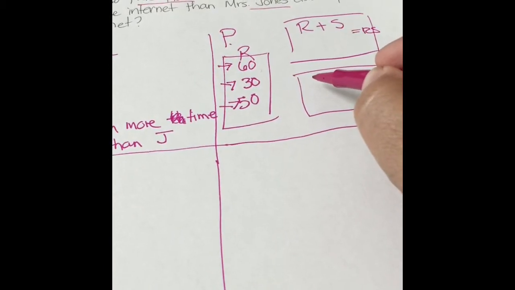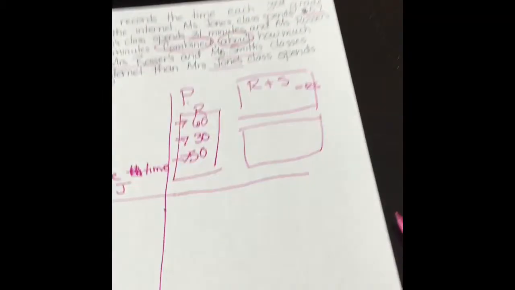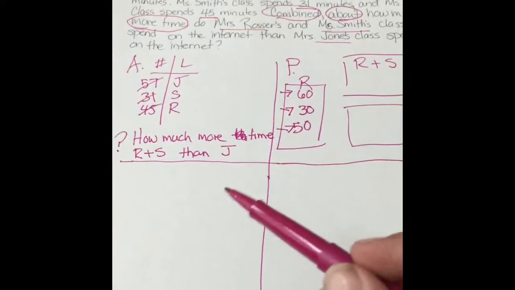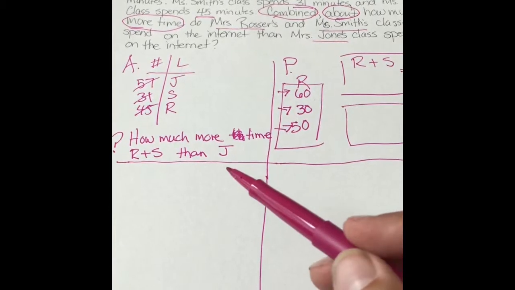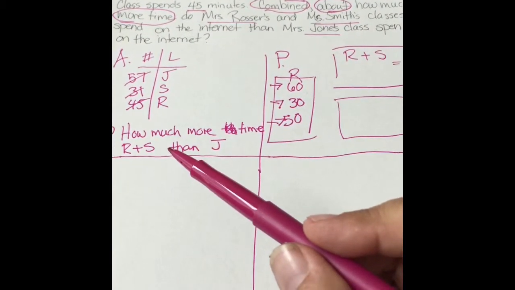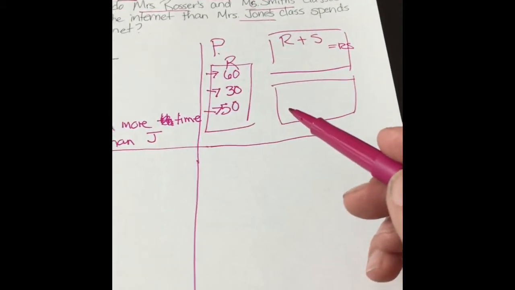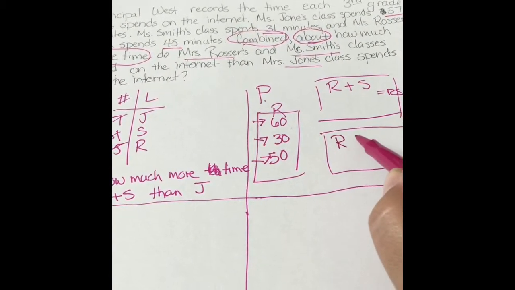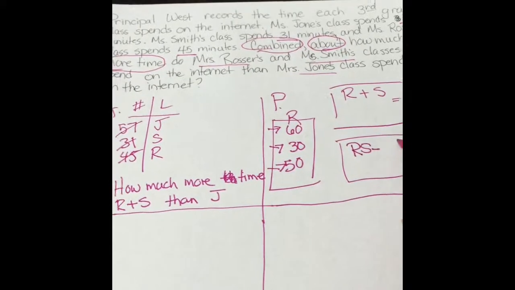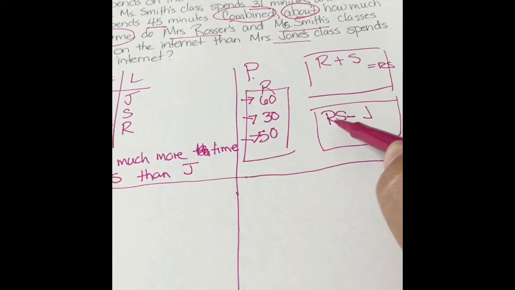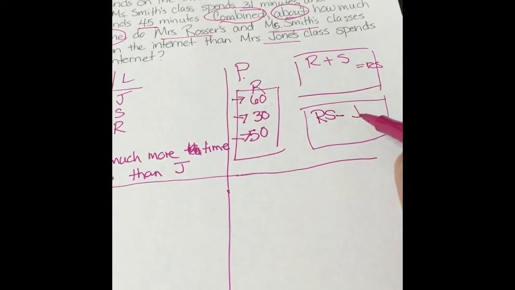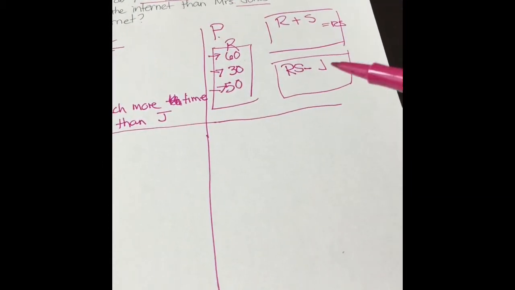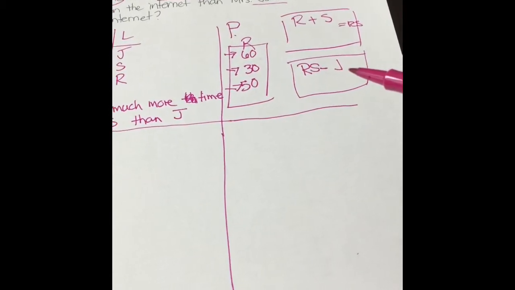So I have to decide what I'm going to compare, and I already know back in my question that I need to know how much more time R and S spend than J. So when I compare that, I'm going to be taking away the amount that Miss Jones' class spends. So I've got Miss Rosser's and Miss Smith's, take away Miss Jones' time. So that's my second step. So that's my plan. I've got to combine, and then I've got to compare or take away.